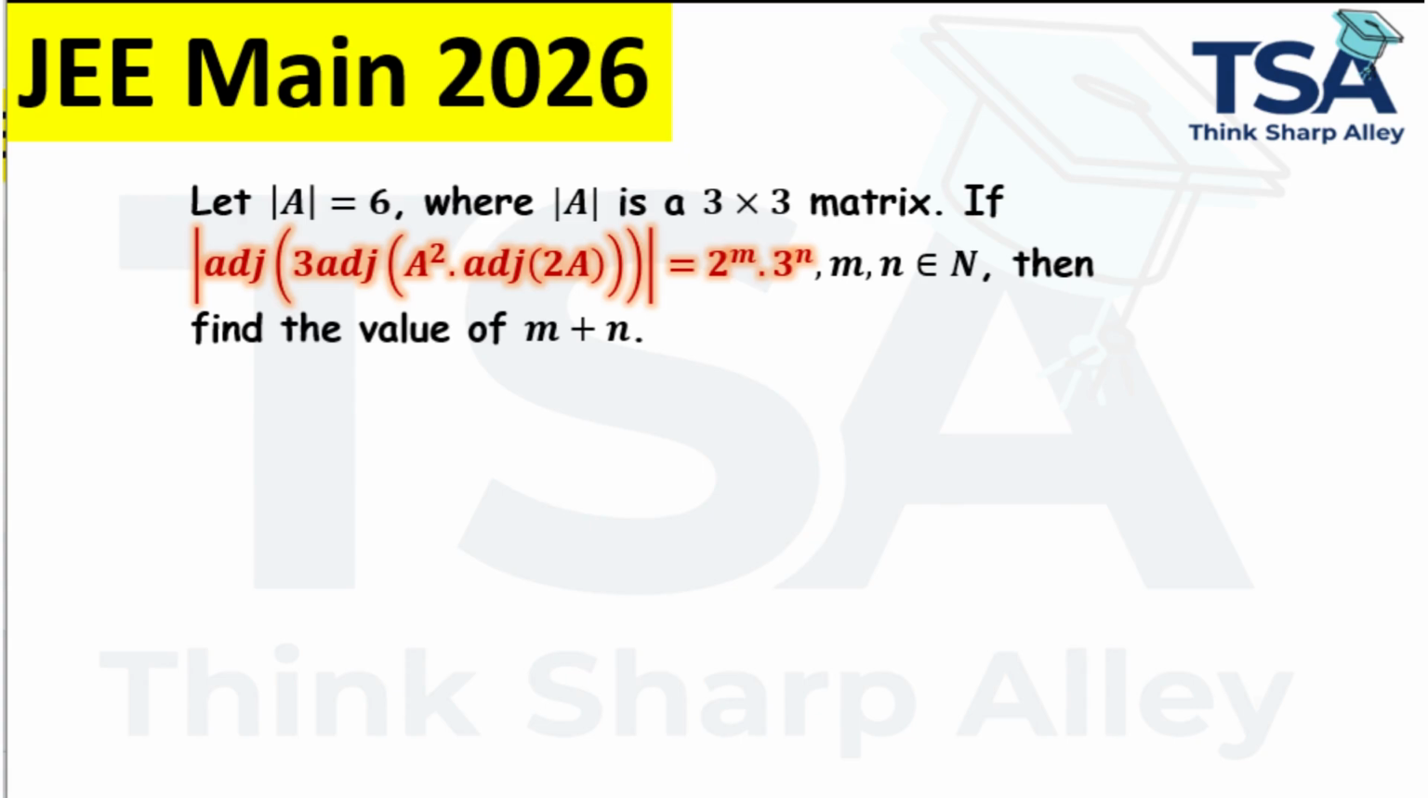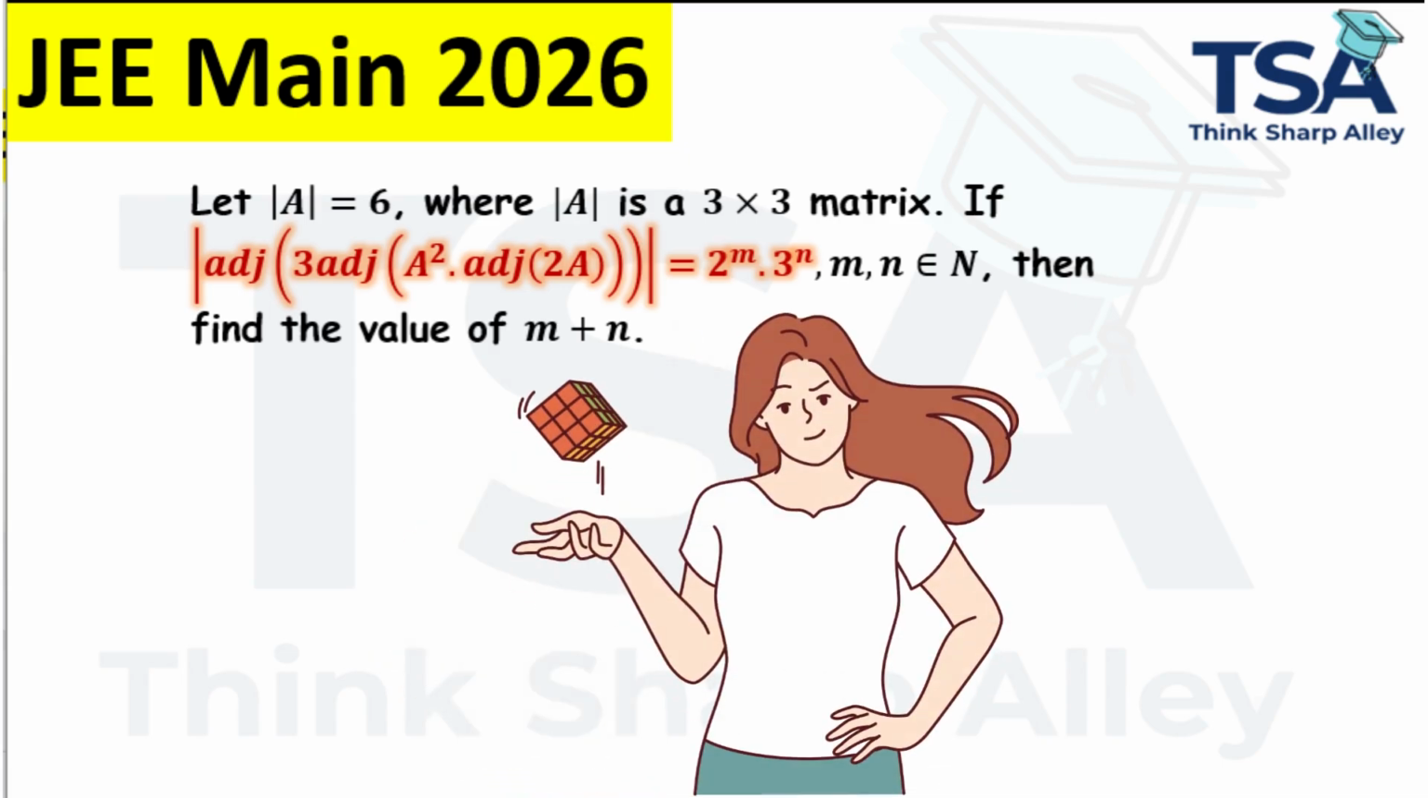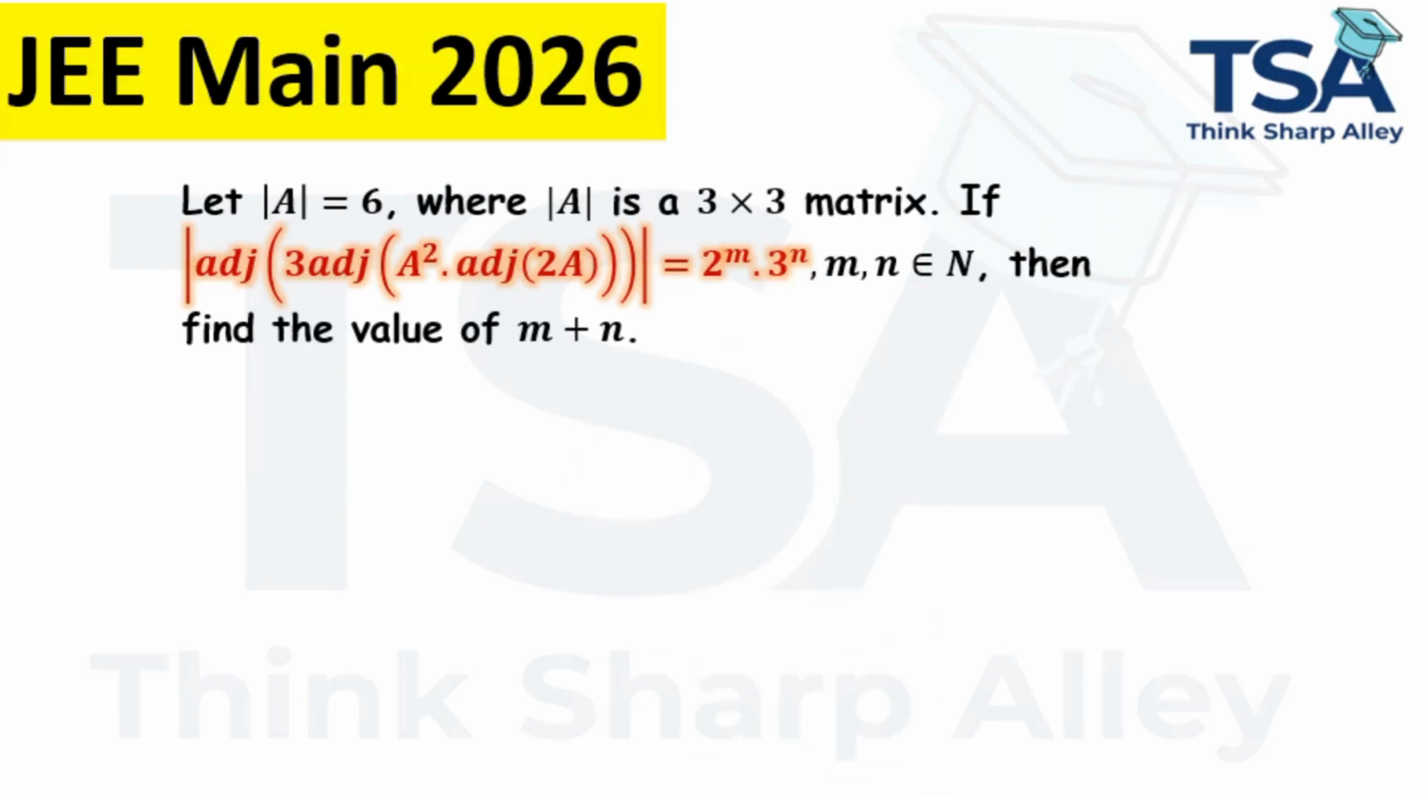Most students see this question and immediately panic because look at this monster. Nested adjoints, determinants, powers. Looks like somebody wrapped a matrix inside another matrix, like an onion. So naturally, students start expanding everything. Big mistake. Here's the trick toppers used. Matrix inside, determinant outside. That one idea destroys the whole question.